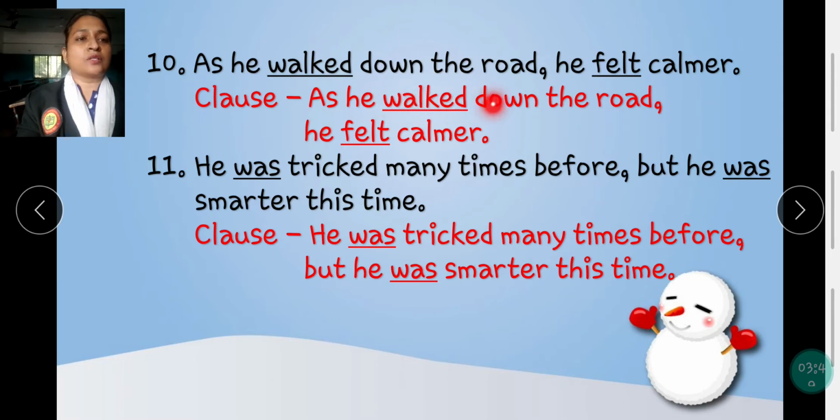As we walked down the road, he felt calmer. We have two verbs, so two clauses. First is as we walked down the road. Second one is he felt calmer. He was tricked many times before, but he was smarter this time. Now again we have two verbs, was and another was. So we have two clauses. He was tricked many times before is one clause. Second one is but he was smarter this time.